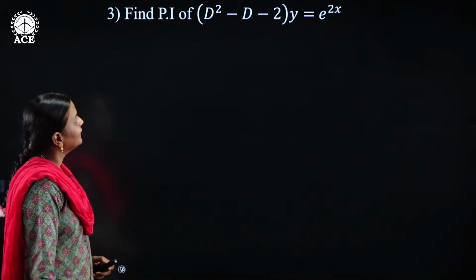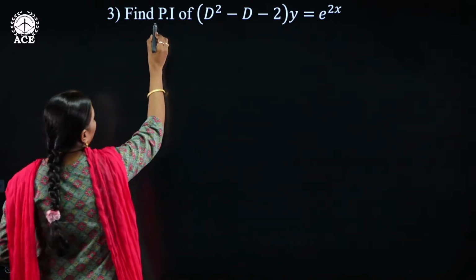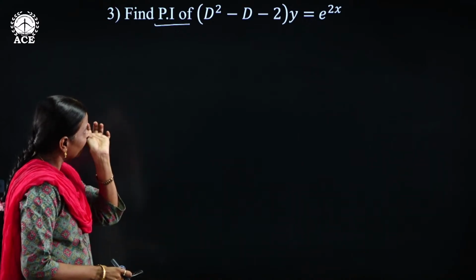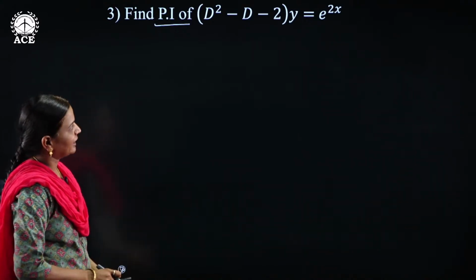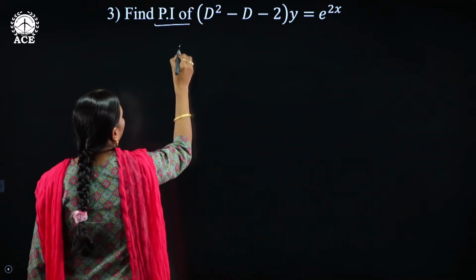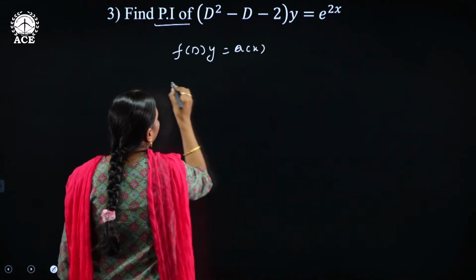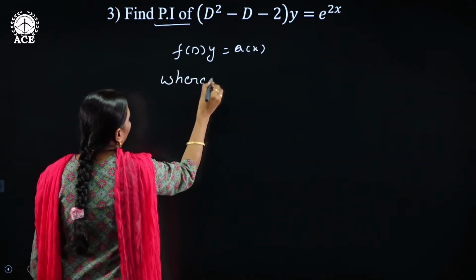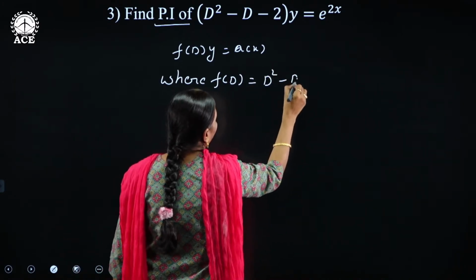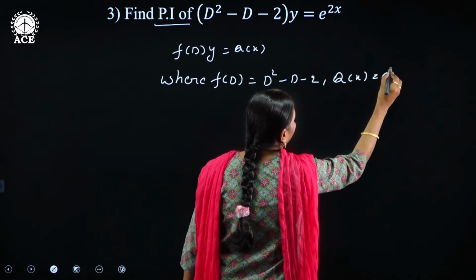Next, find the particular integral. This is a short answer question, only the particular integral. See the question: find the particular integral of (d square minus d minus 2) into y is equal to e power 2x. What is the particular integral? First of all, this equation is of the form f of d into y is equal to q of x. Here f of d is d square minus d minus 2, and q of x is e power 2x.